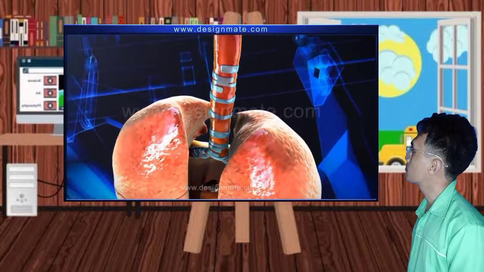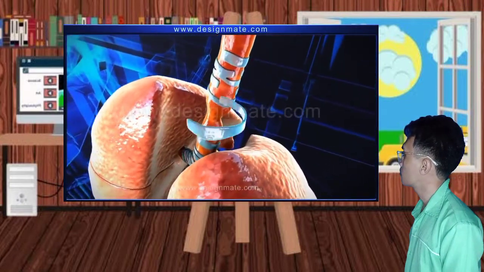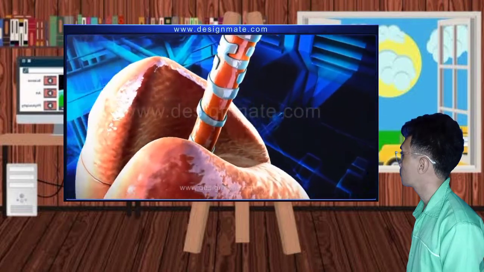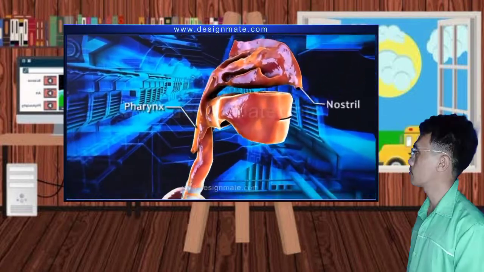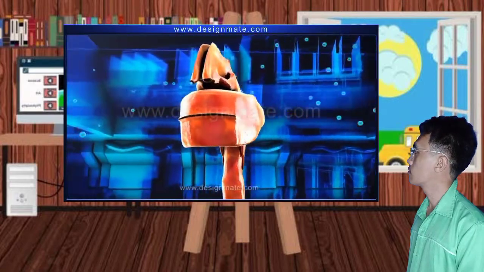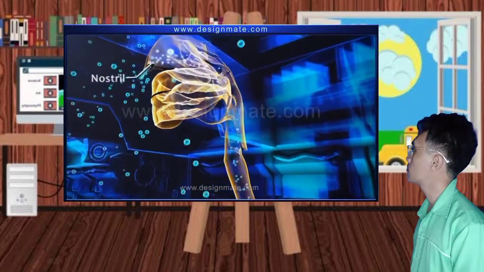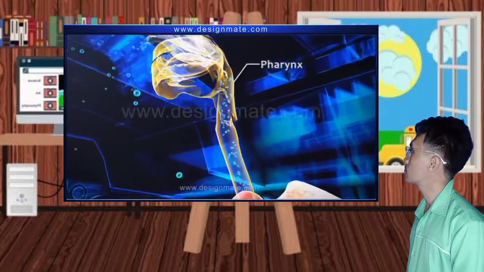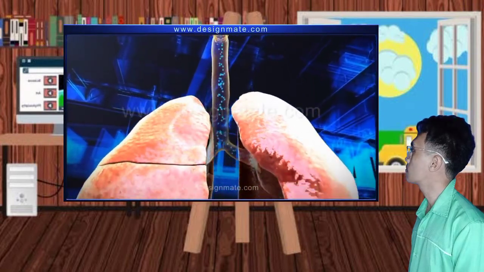The trachea has incomplete C-shaped rings of cartilage, which prevent the tracheal wall from collapsing. The trachea leads into the pharynx, which is connected to the nostrils. As we breathe in air, the oxygen molecules enter the nostrils and travel downwards through the pharynx and trachea to finally reach the bronchi.